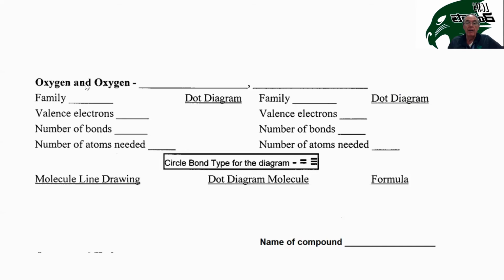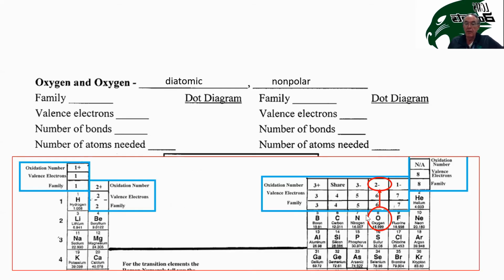Okay, now we bond an oxygen to an oxygen. We know that that's going to be diatomic. It's diatomic, it's going to be nonpolar. By the way, this is what we breathe. We're going to look at the periodic table. We find that oxygen is in family 6. So it has 6 valence electrons, and it needs to make 2 bonds or share 2 pairs of electrons to have 8. So it has family 6.